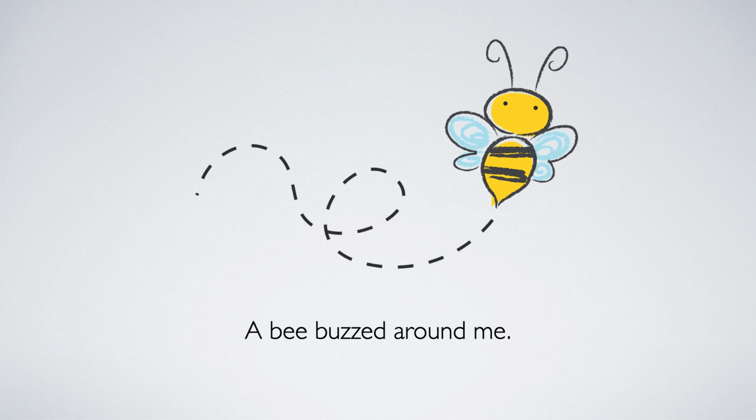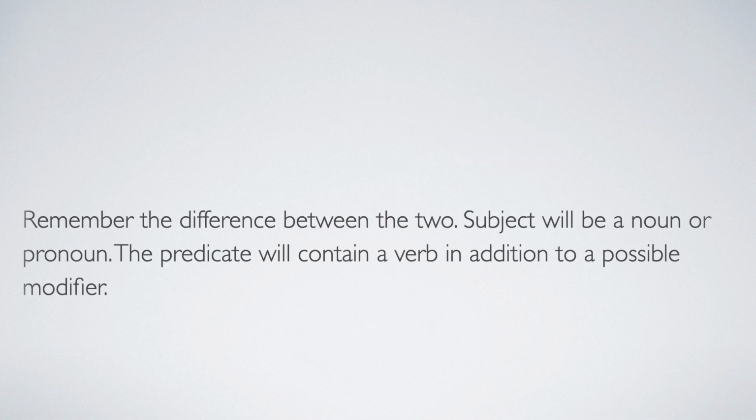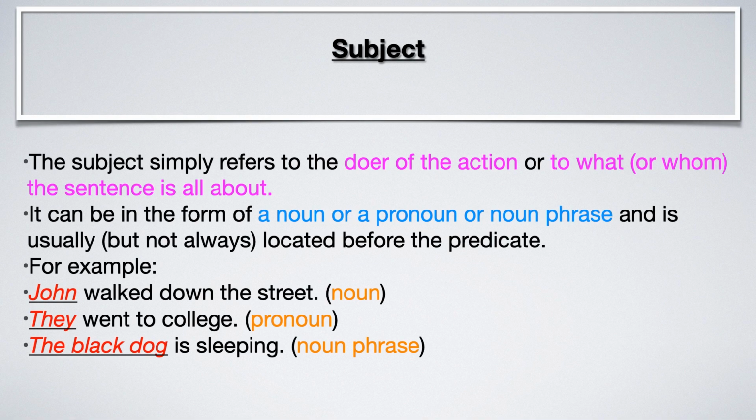A bee buzzed around me. In this sentence, can you guess what the predicate is? Buzzed around me is the predicate because this part of the sentence tells what the bee did. Remember the difference between the two: the subject will be a noun or pronoun. The predicate will contain a verb in addition to a possible modifier. Now let's move on to the detailed study of subject and predicate.